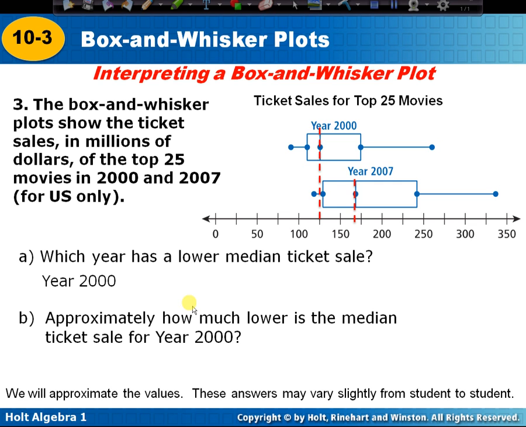B says approximately how much lower is the median ticket sale for the year 2000. We're going to have to approximate here because it doesn't tell us, but it's somewhere between 150 and 175. So we're going to say 170 million minus 125 million for the year 2000. I'm going to subtract this one minus this one, and that's going to give us 45 million. Please make sure you have the word million there. So it's 45 million. Make sure you have part A and B written down before you move on.